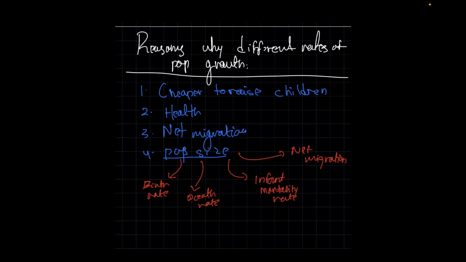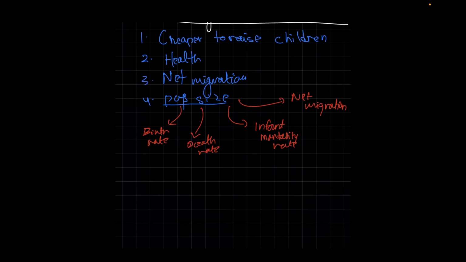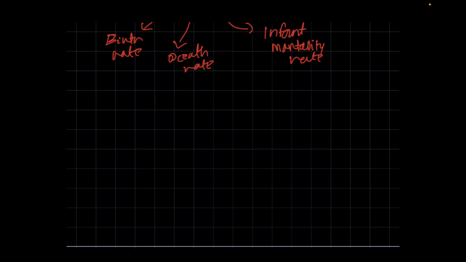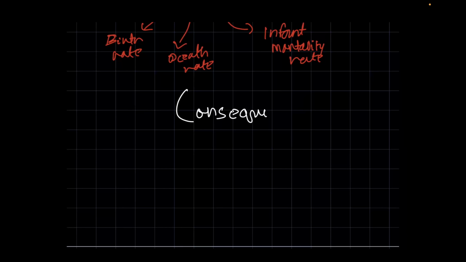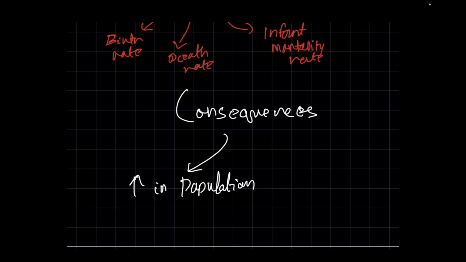Now let us try and assume a couple of important things here. So let's try and look at this from two scenarios. Let's look at the consequences of population growth, but from the two extremes so that we get a good idea. Number one, let's try and look at the impact of a rise in population. And number two, let's try and look at a fall in population.